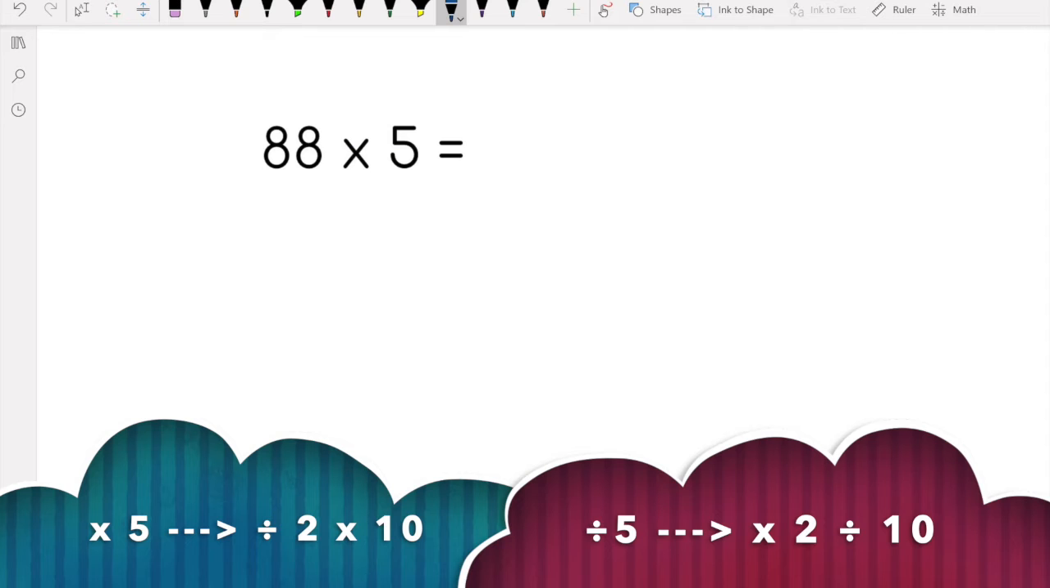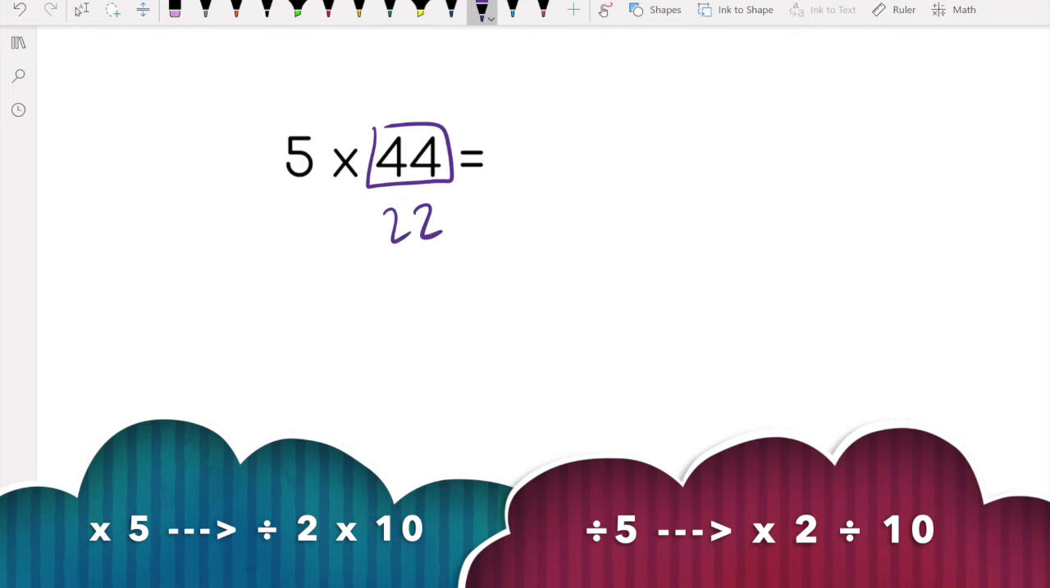So we're going to try some more here. So you have 88. You take 88 and you cut it in half, which is 44. And then you multiply 44 by 10, and that gives you 440. So here you take 44, and just like always, you cut it in half, you get 22. Then you multiply 22 by 10, and that gives you 220.